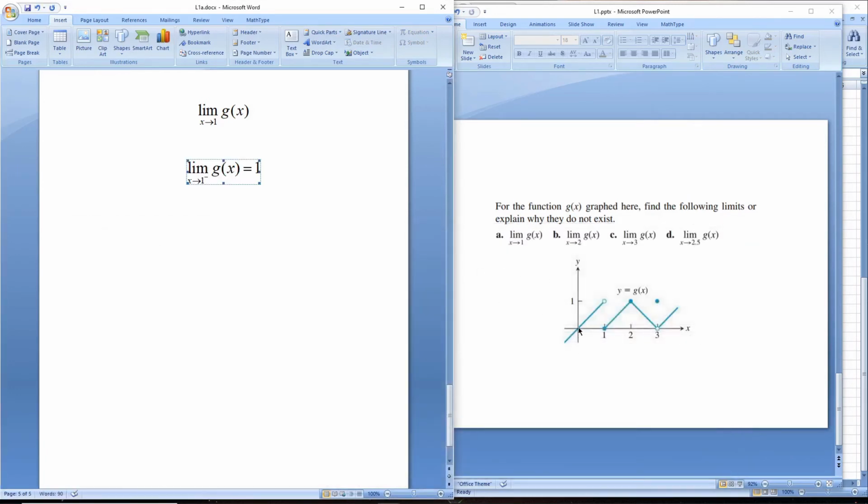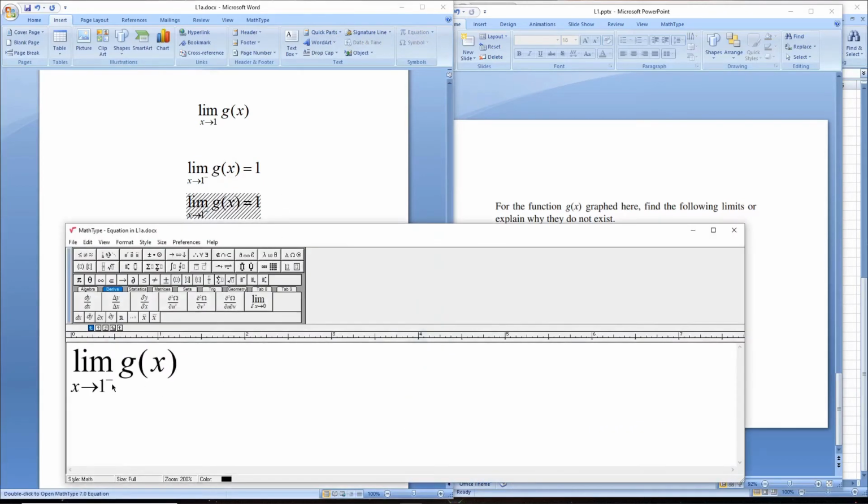So this function, as we approach 1, an input of 1 from the left, we end up at an output of 1. And that is our left-sided limit there.